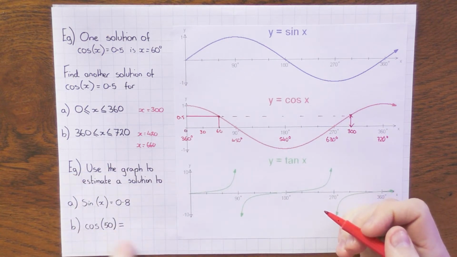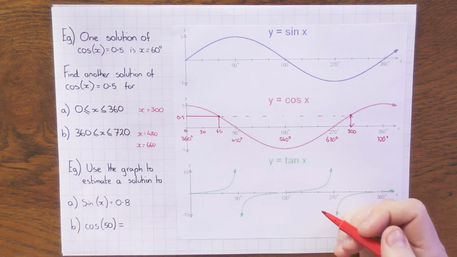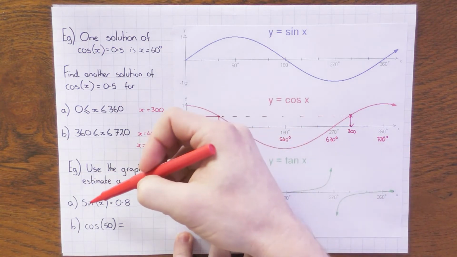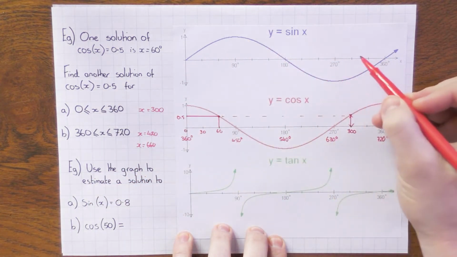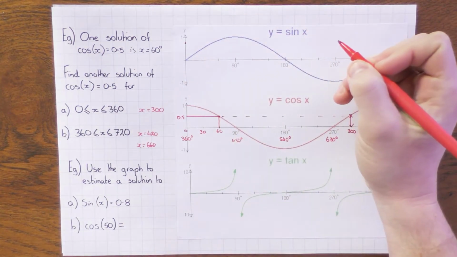Okay, we could have something like this. Use the graph to estimate a solution to sine x equals 0.8. This can be an estimate because there's no actual true way of doing it, just need to get a rough idea. So all I do is on my sine graph, I have a look roughly where 0.8 is, which is about there.